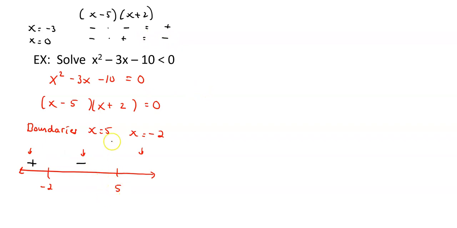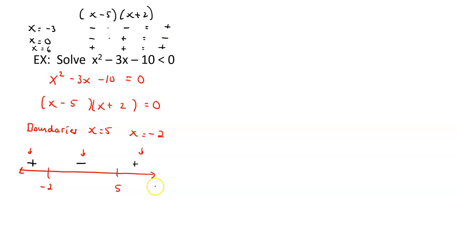And then at 5, if I put in 5 minus 5, I get 0, so that's not going to work. Let's pick a number to the right of 5. Let's say 6. 6 minus 5 is 1. That's positive. 6 plus 2 is 8. That's positive. Positive times a positive is a positive.